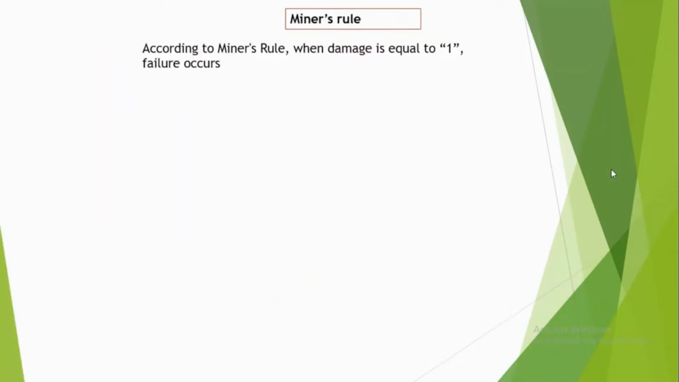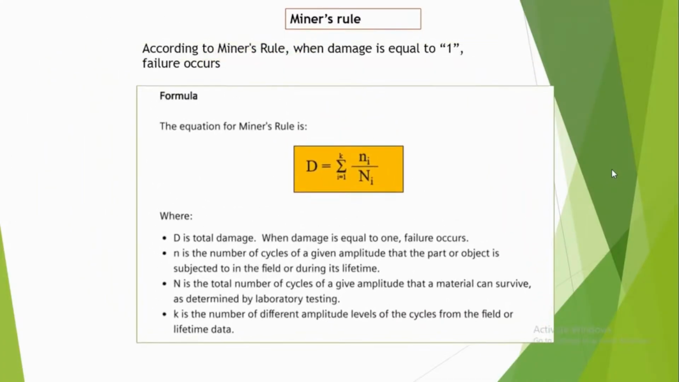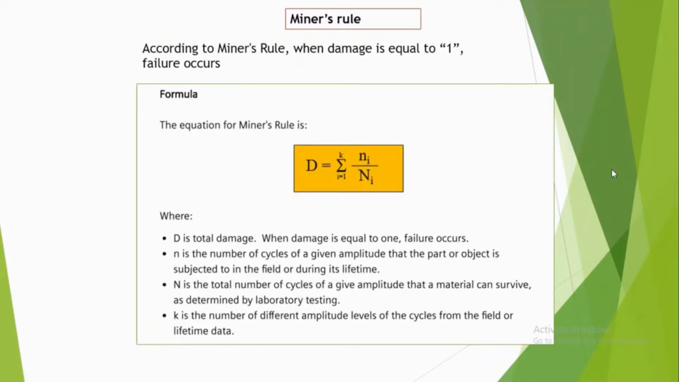Miner rule says that damage is cumulative in nature, and every fatigue cycle has its own damage. When the total accumulated damage is equal to 1, failure occurs. So damage should always be less than 1, so that we can say it has passed one block cycle. And the equation of Miner rule is quite simple.